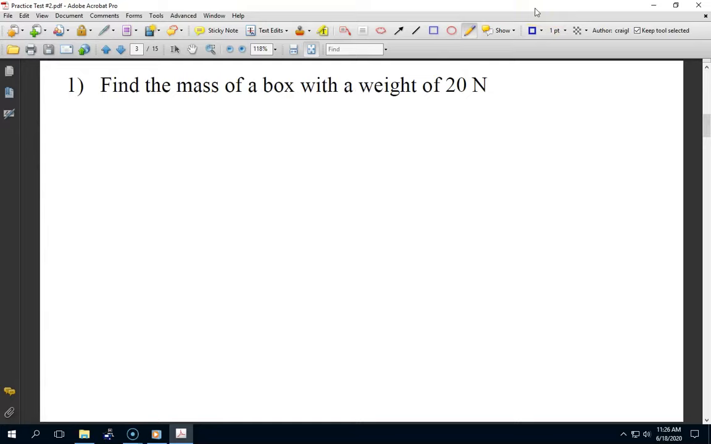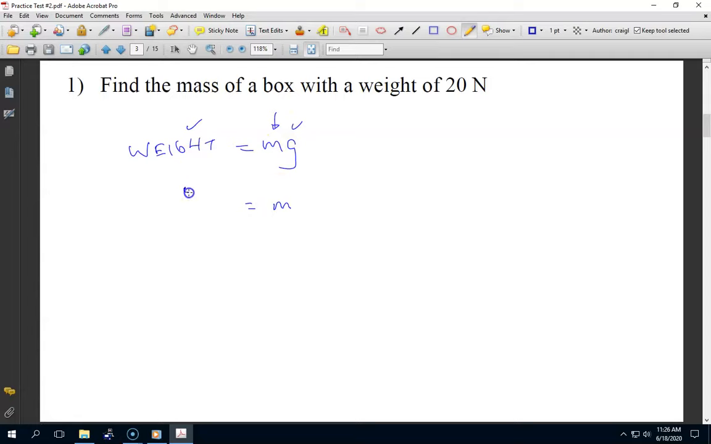All right. First one here says find the mass of a box with a weight of 20 newtons, and of course remember that weight is equal to mass times gravity. The weight is how much gravity pulls on the stuff. The mass is how much stuff there is. They're related, but they're not the same thing. So if I know the weight and I want the mass, then I've got to solve this thing here.